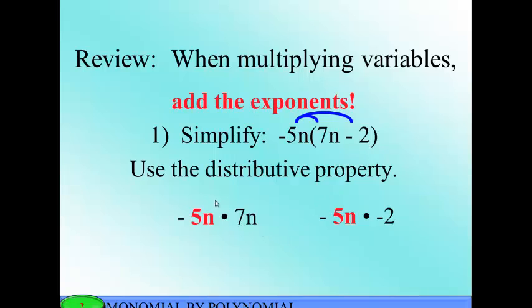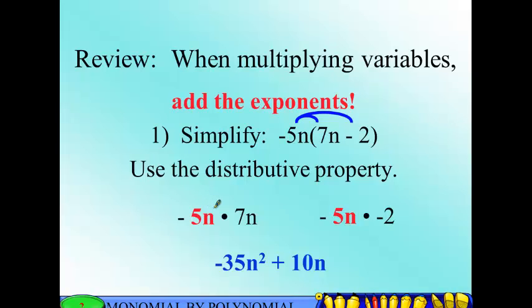So now we are going to simplify negative 5n times 7n. First, we multiply our coefficients. Negative 5 times 7 will give us negative 35. Now n times n, remember that when you multiply two same variables, we have to add exponents. So n raised to 1 times n raised to 1 will give you n squared. Negative 5 times negative 2 will give you positive 10, and then attach your n.